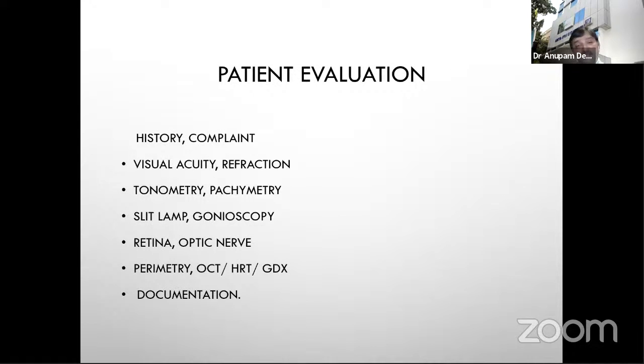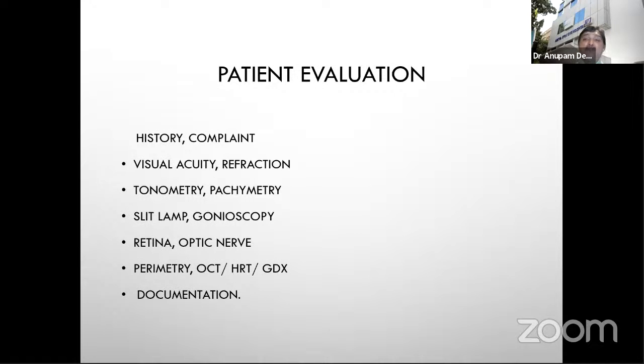Perimetry again is the basic and gold standard test for glaucoma. Either you can do a 24-2 or a 30-2 test. We prefer a 24-2 test because it is more reproducible and more repeatable, and also takes a little less time. OCT, HRT, and GDX are there. Nowadays, HRT and GDX are not that commonly performed, but OCT is definitely there and is commonly performed. So we do perimetry and OCT in all our glaucoma patients initially, and also for the follow-ups.